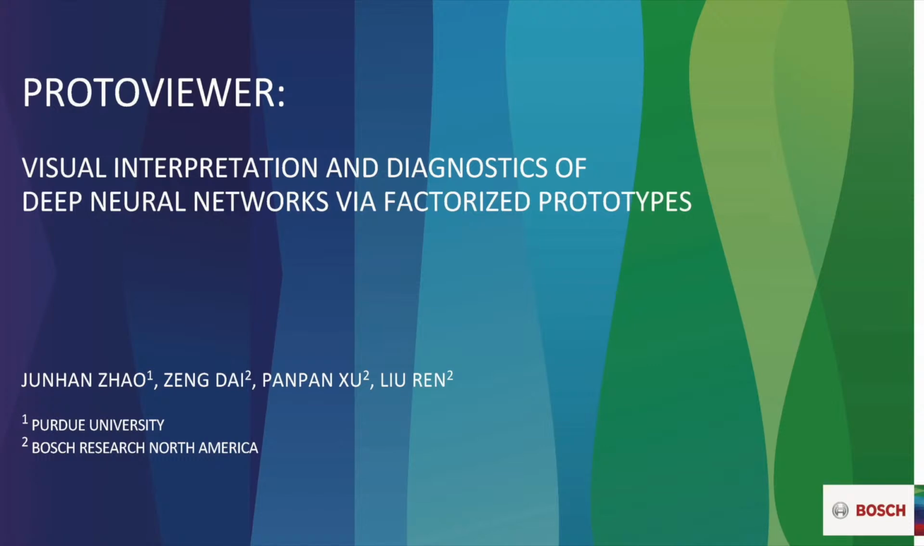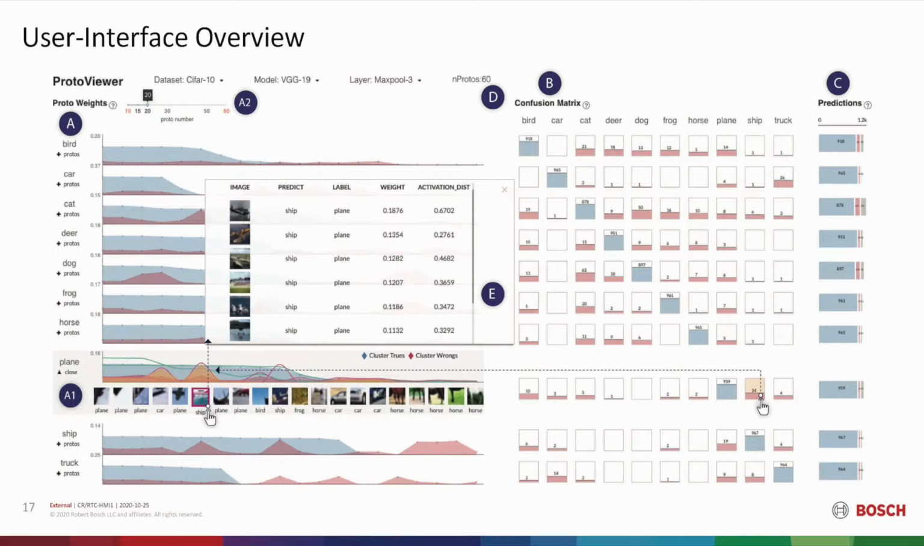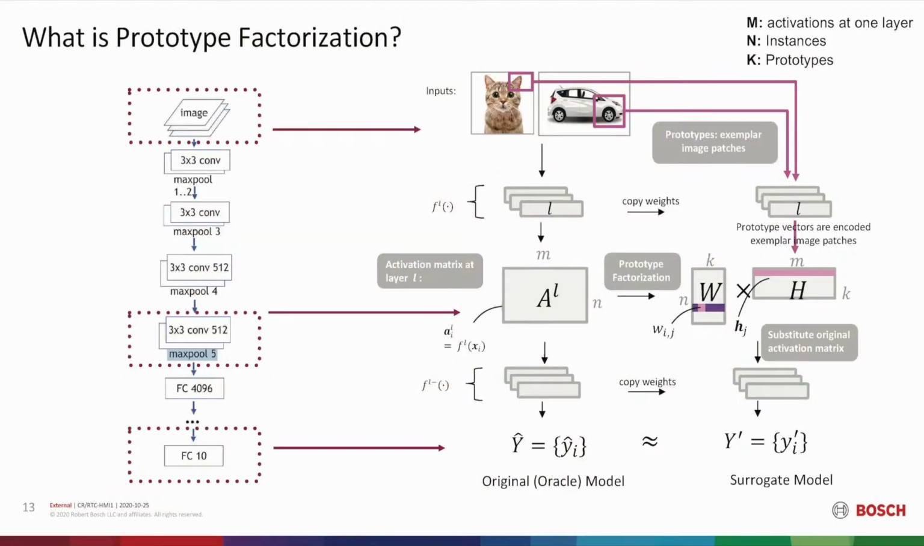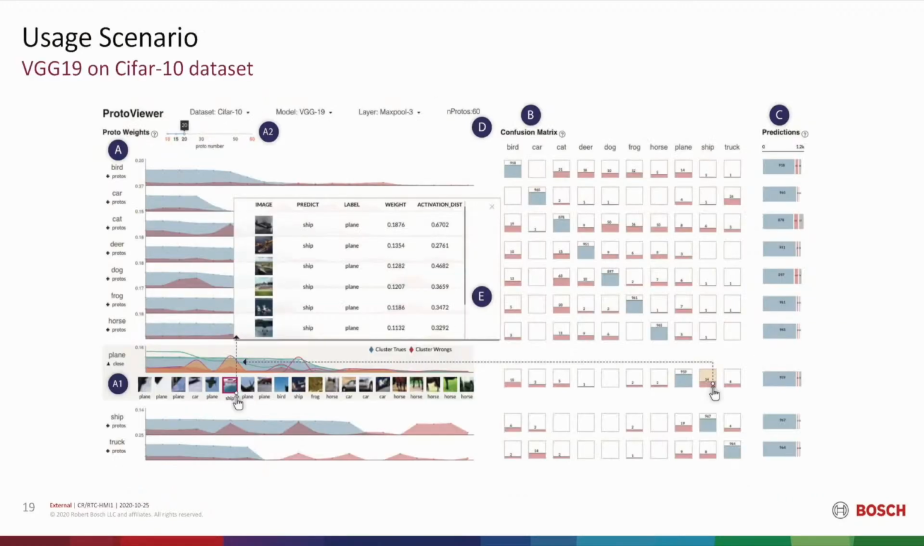Hey everyone, I'm Jian-Guang, a PhD candidate at Purdue University, computer graphics major, and a research intern at Bosch Research North America. Here, we are presenting our recent research, Process Viewer, using factorized prototypes to visually interpret and diagnose deep neural networks. This work is co-authored by research scientists at Bosch, Zhang Dai, Dr. Panpan Xu, and Dr. Liu Ren.